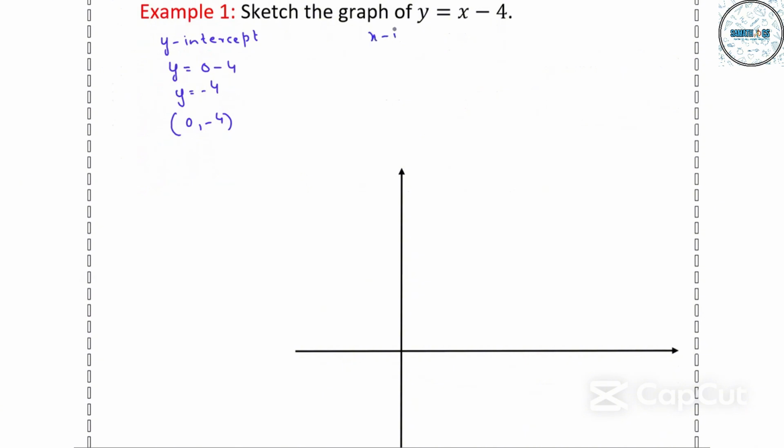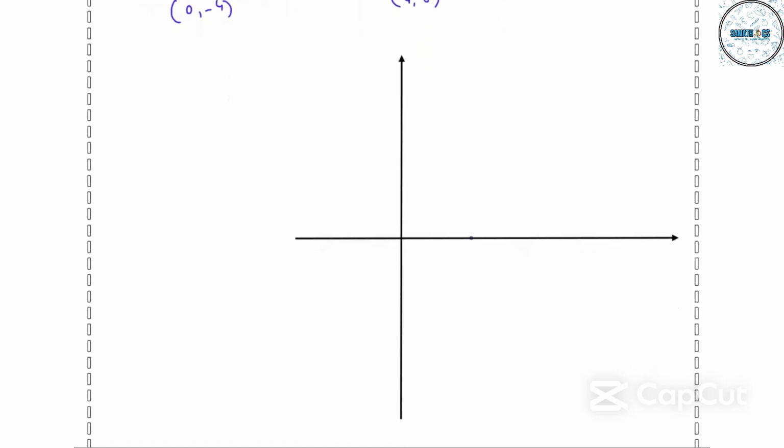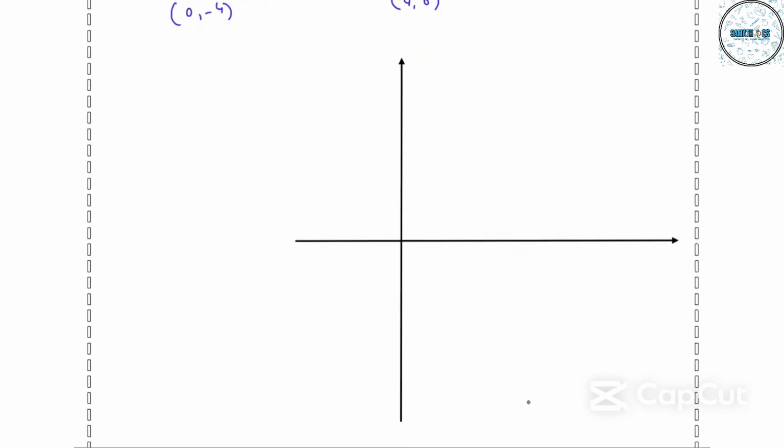For x-intercept, we will take the value of y as 0. So we will get the value of x as 4. So the coordinates are 4, 0. Let's mark these points on the grid and sketch the graph.